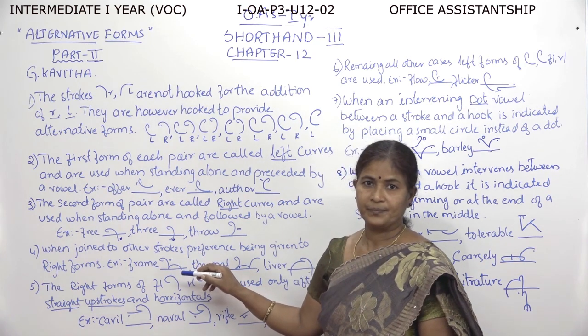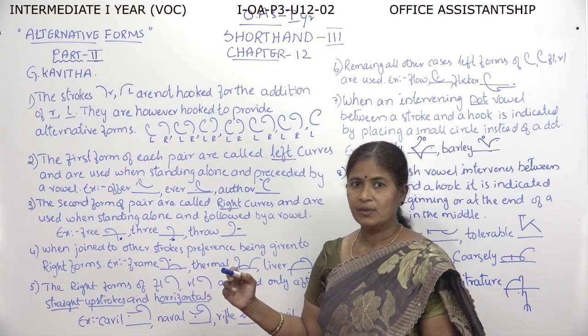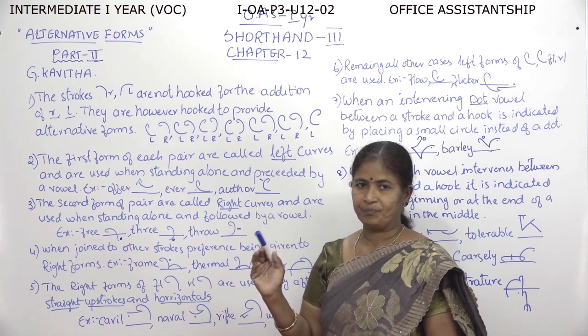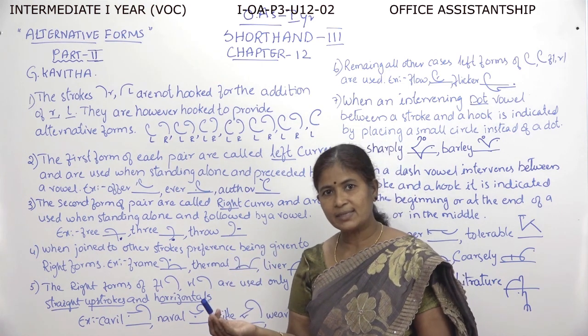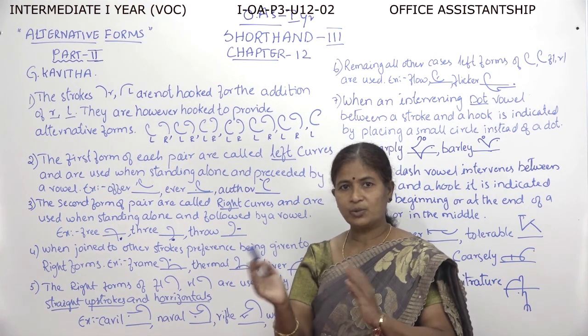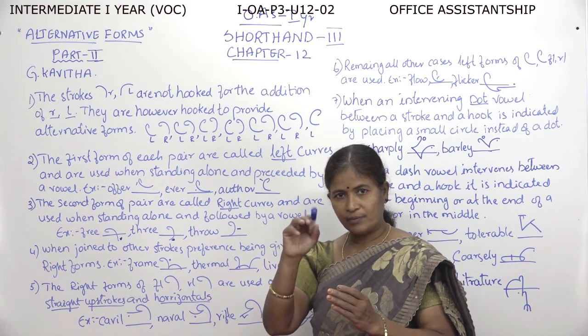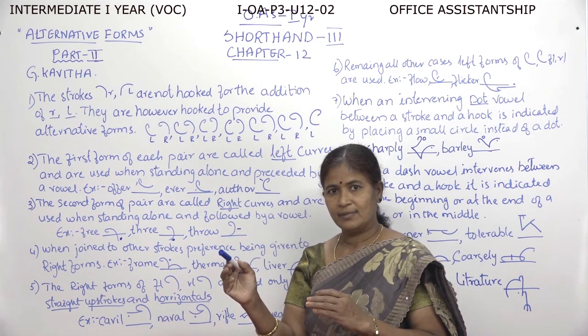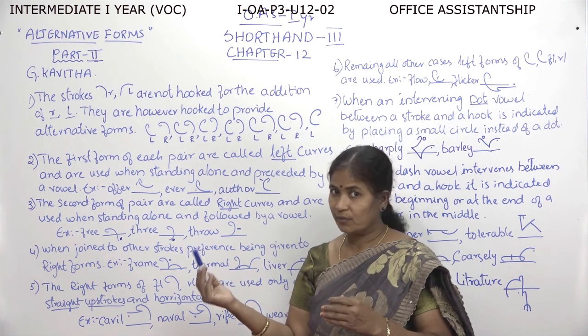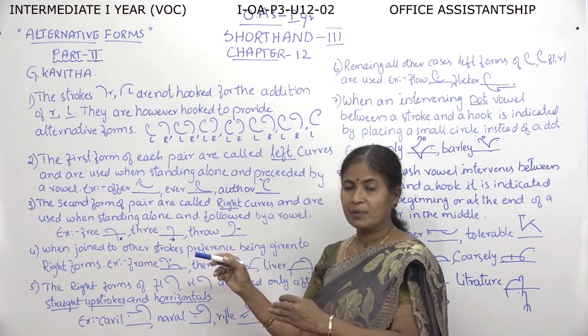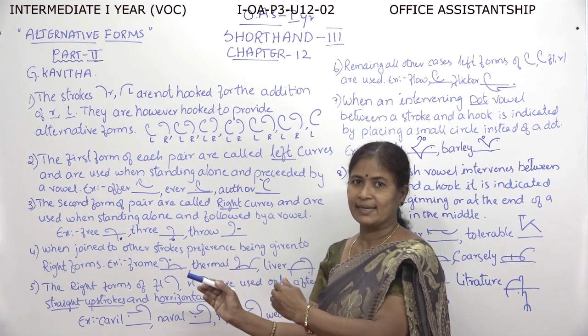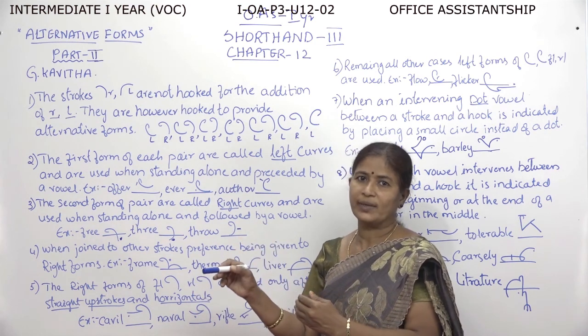Example, frame. How many strokes do we hear? Frame: fur and M. Which form of fur do we write? Try both ways and see. Left form fur and M, which is more convenient? Right form also fur and M. Because M is going towards the right side, the right form of fur joins very easily.